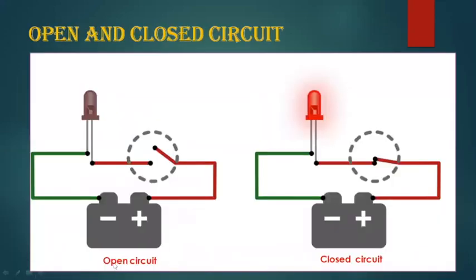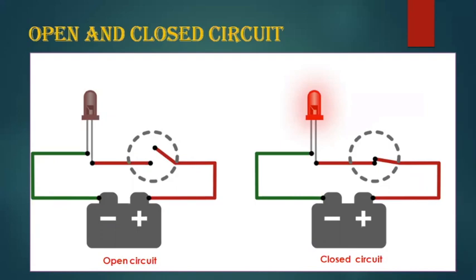Now we have two types of circuit, open and closed. In case of an open circuit, I told you earlier also that when the circuit is in open state, then the component will not work. That means you can see in the image also that the LED bulb that we have connected in the open circuit is not glowing because the current is not flowing in this case.